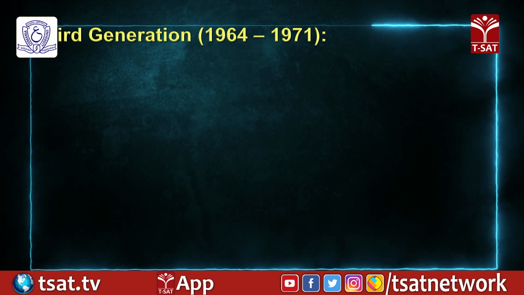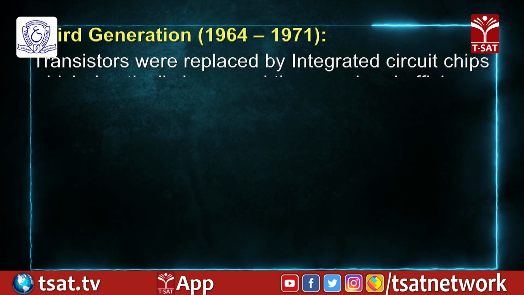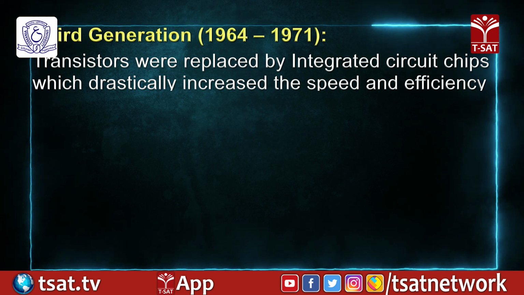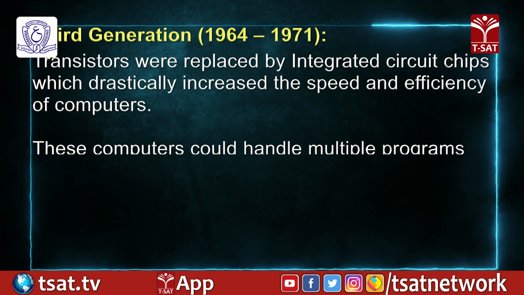Now, the third generation, from 1964 to 1971, in which transistors were replaced by integrated circuit chips, which drastically increased the speed and efficiency of computers. These computers could handle multiple programs and applications at a time.